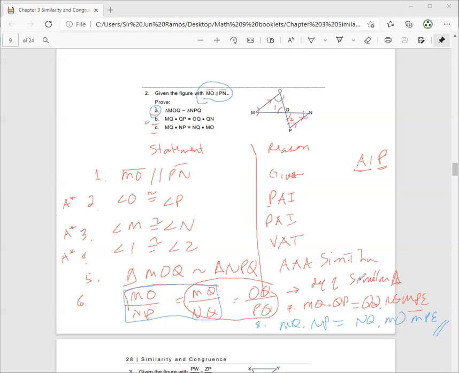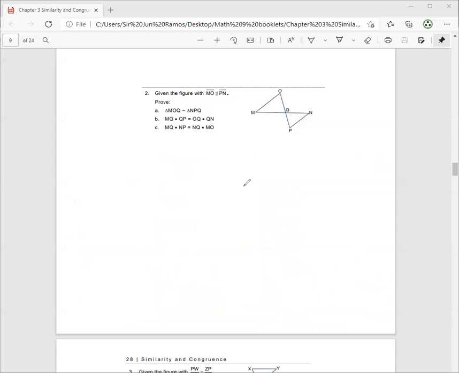Okay, so in any case, you just have to start with the given and then you work on the implications of the given. Okay? Let's have another number here.